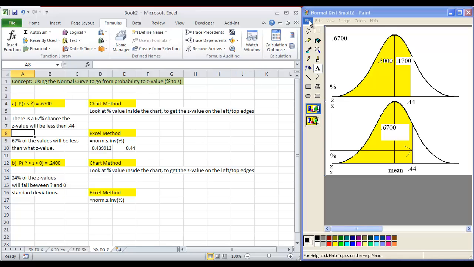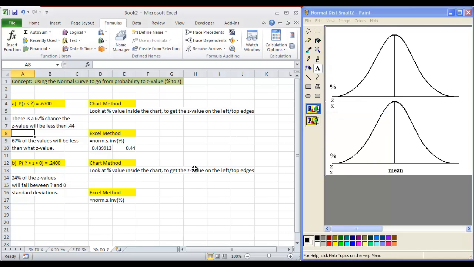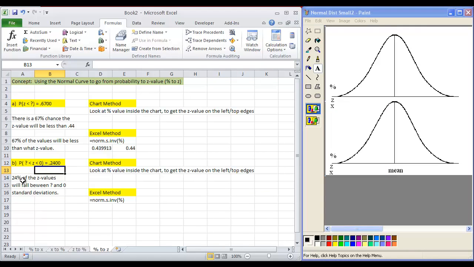Let's move on to the next example then. So I'm going to clear my chart here and open up a blank version of it. So let's look at this version down here then. So what is the probability that z is going to go between some number and 0? So z is going to be a negative value there, and we're going to get a probability of 24%. So 24% is going to go on the top as our known at the moment, and we don't know what the z-value is for our lower value.